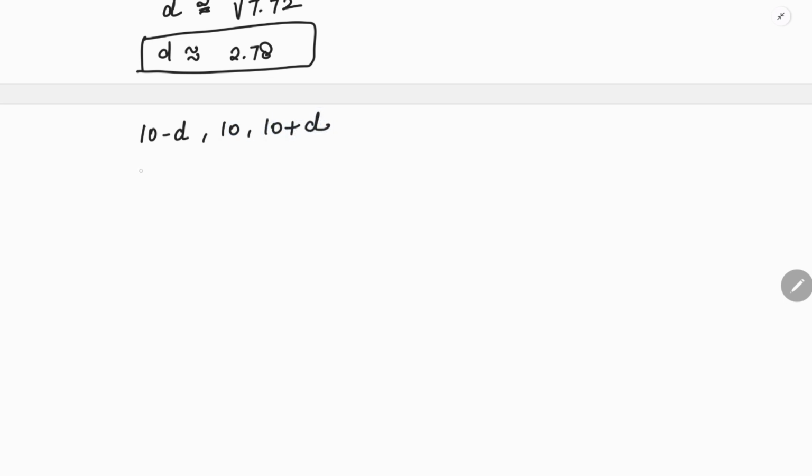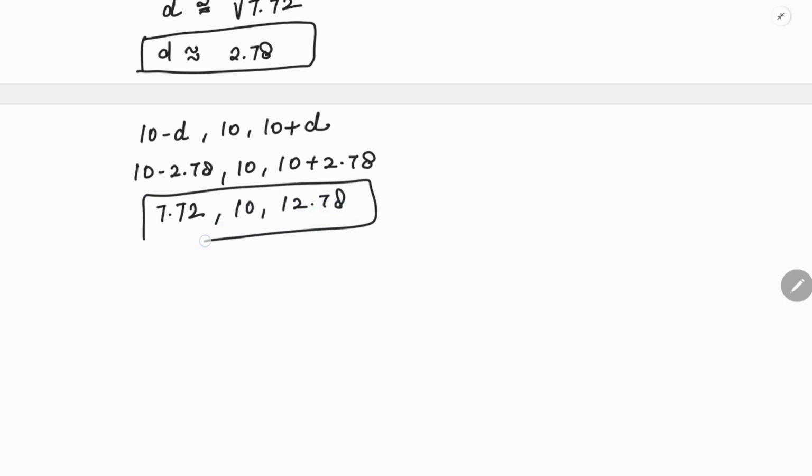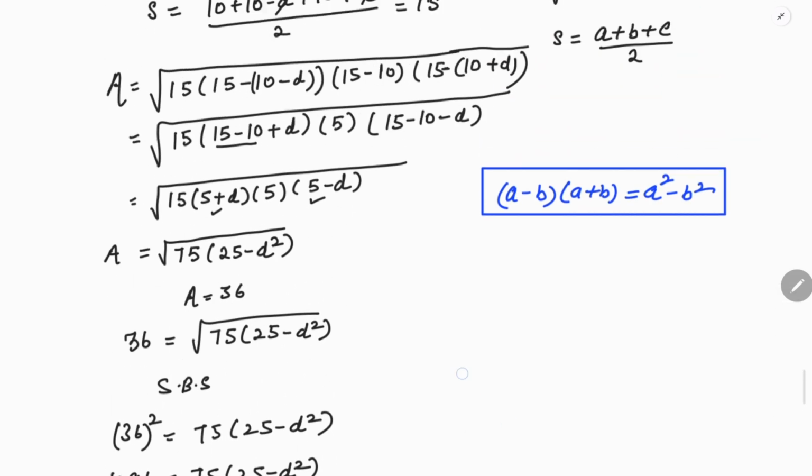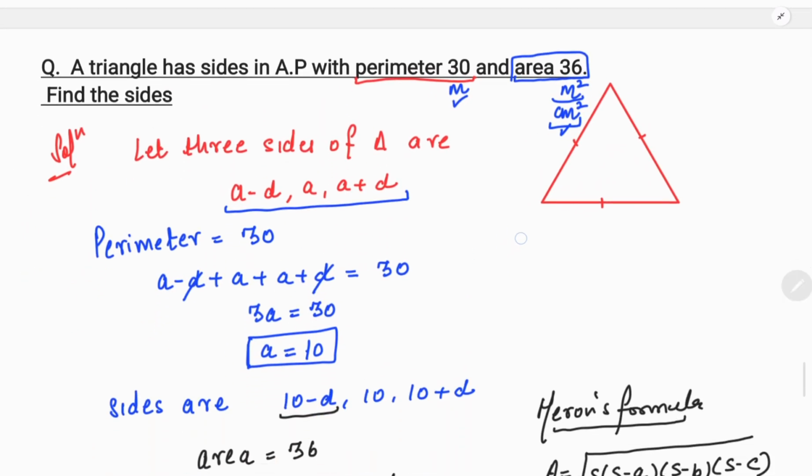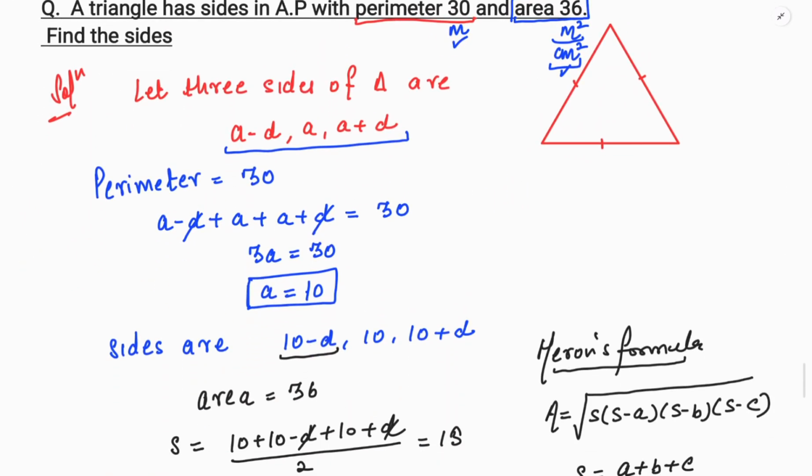This is d. Now since we know our sides are 10 minus d, 10, and 10 plus d, our first side will be 10 minus 2.78, the second side is 10, and the third side is 10 plus 2.78. So our first side, when you subtract, is 7.22, and this is 10, and this is 12.78. So these are the three sides of the triangle, right? We were given only the perimeter and area, and they told us the sides are in AP, and we found out the sides. So I hope you understood this.